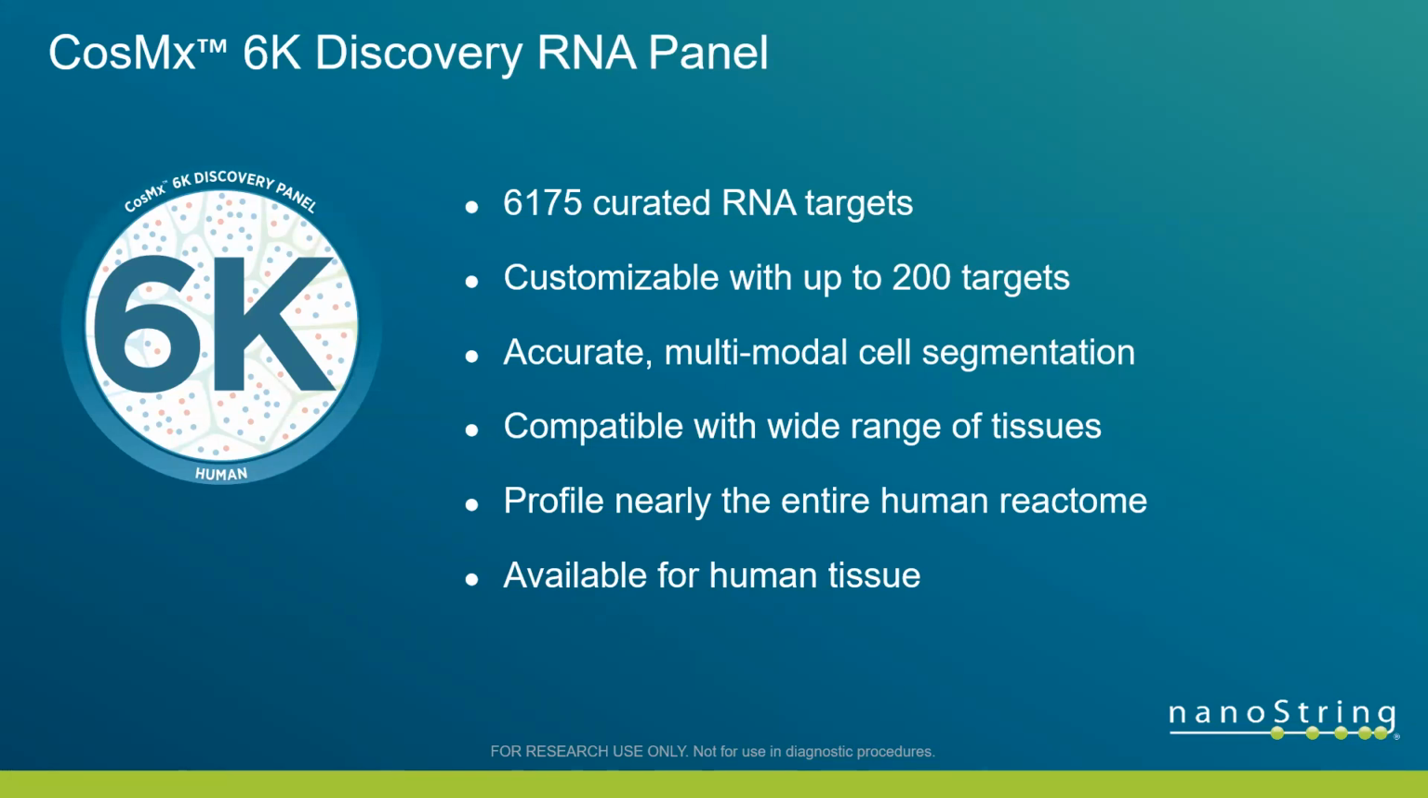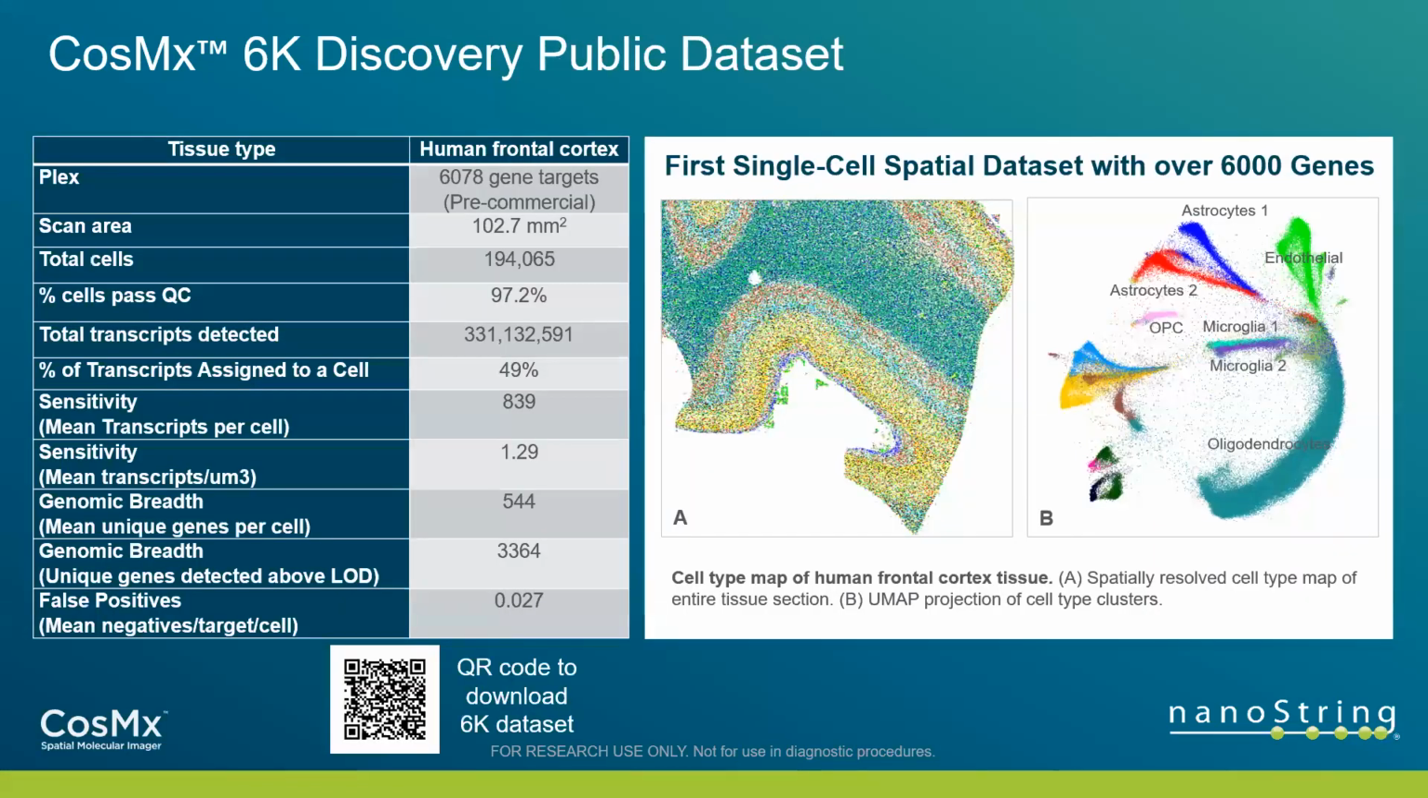So I'll highlight a publicly available data set that we have specific to human brain tissue. There's also a data set that I'll share that looks at skin as well. And the nice thing about this 6,000-plex is really being able to profile nearly the entire human reactome. So it's a really exciting level up in terms of the plex and the amount of information, again, that you're able to generate across tissue.